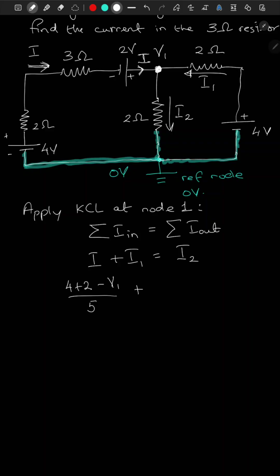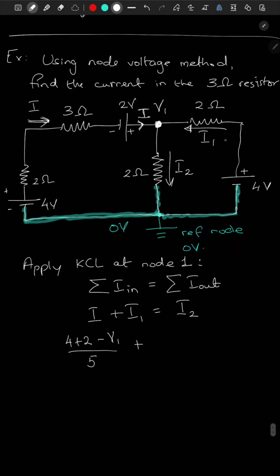Okay, and I1, the current is flowing from 4 volt to V1. So V1 is at a lower potential. Therefore, it would be 4 minus V1 divided by the resistance 2. And this is equal to I2. So I2 is in this direction towards the reference node, and V1 is at a higher potential. Therefore, it would be V1 minus the potential over here, which is 0, so minus 0 divided by 2.